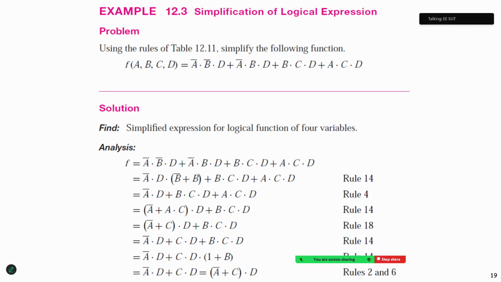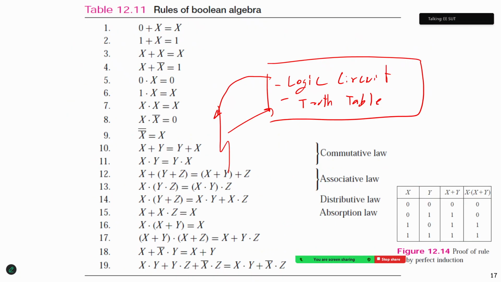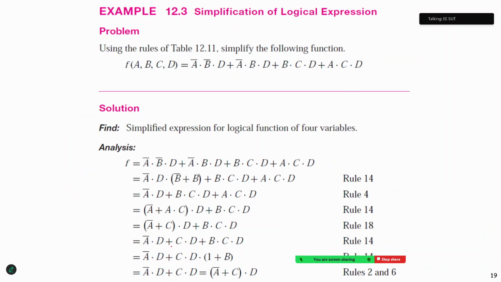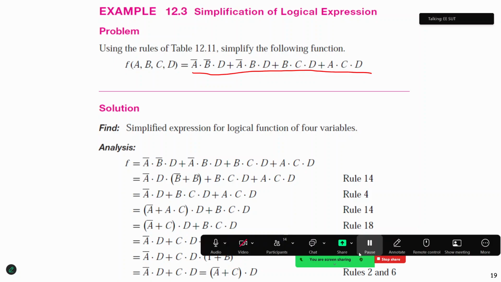Okay, this is just an example of using the algebra rule. We have so many rules, so you don't need to remember them all. You can bring an A4 sheet with these rules. We can reduce a complex function into a simple function using the rules. I will go a bit fast with this.